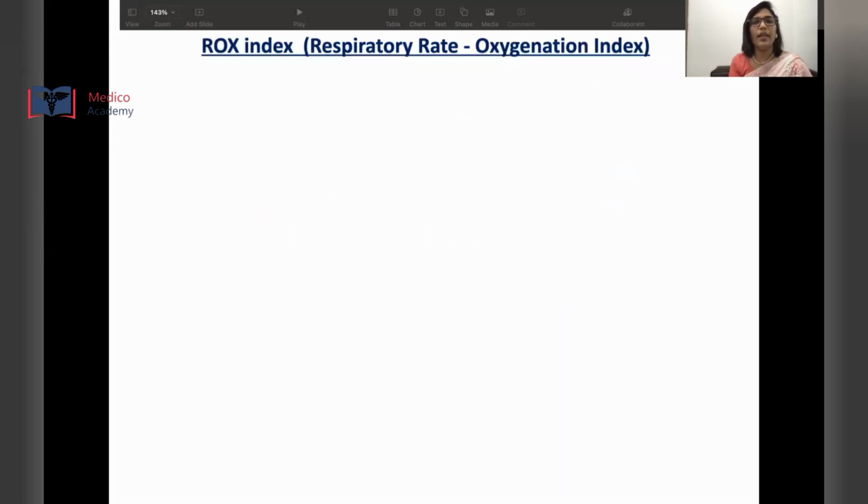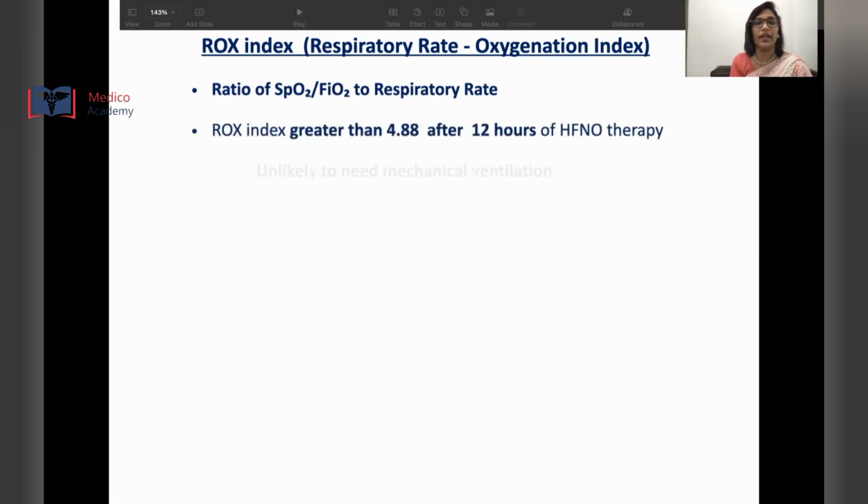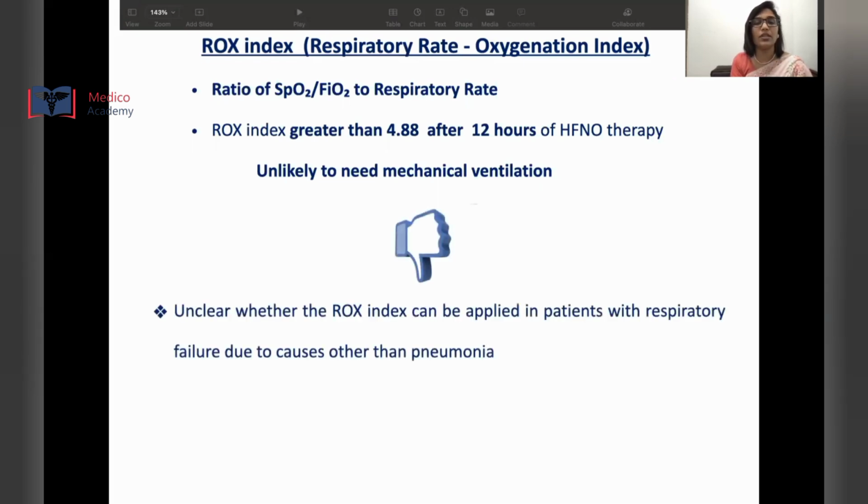So there is an index by name, ROX index, which is respiratory rate to oxygenation index. It's the ratio of SpO2 to FiO2 to respiratory rate. Let me explain: SpO2 by FiO2 is the value that you obtain, and that should be divided by the respiratory rate to get the ROX index. If the ROX index is greater than 4.88 after 12 hours of high flow nasal oxygen therapy, they say that the patient is unlikely to need mechanical ventilation.